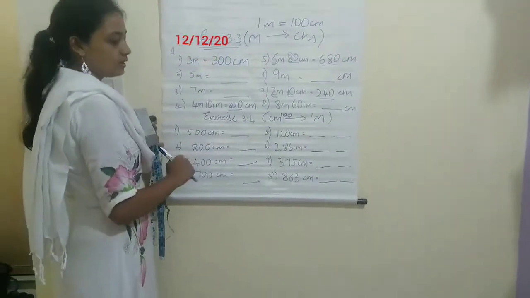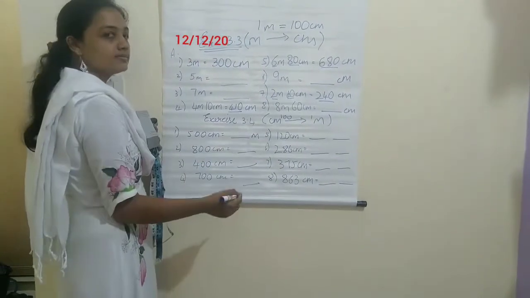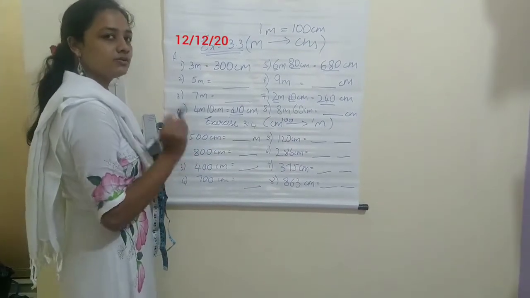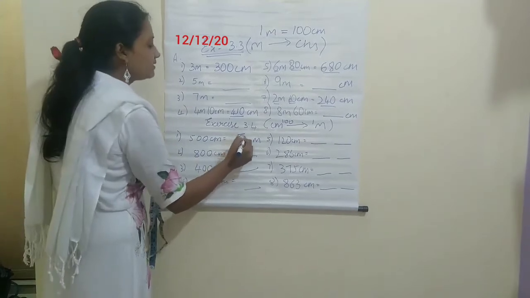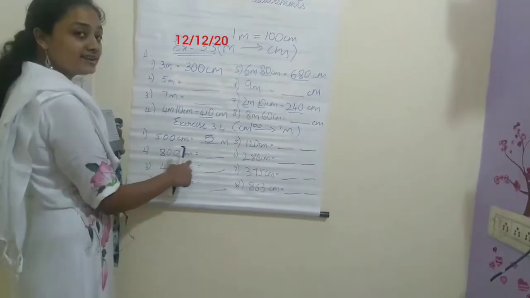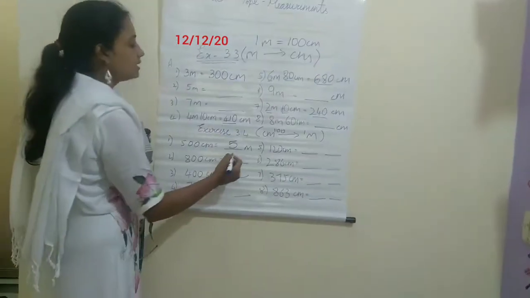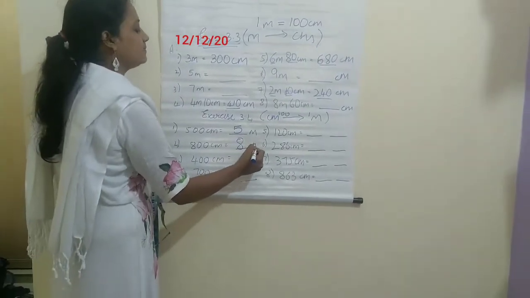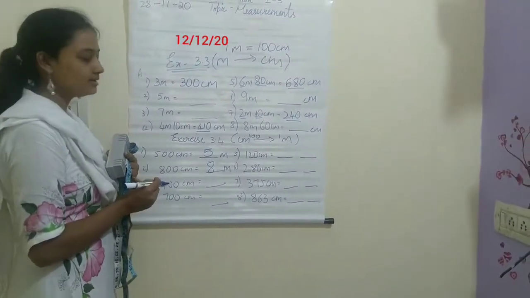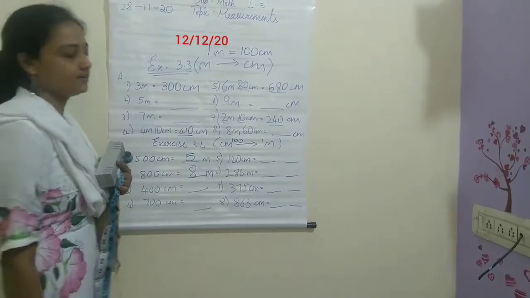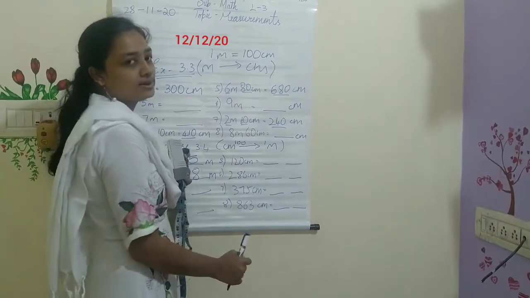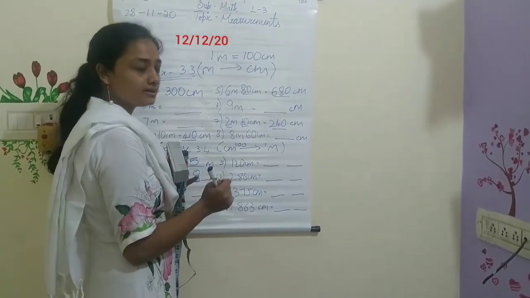500 centimeter is equal to how many meters? 100 is equal to 1. 500 will be equal to 5. So it is 5 meters. Similarly, 800 centimeters will be equal to 8 meters. Now next two, you will try it. Go for first one here. I have 120 centimeter. How to write that in meters?